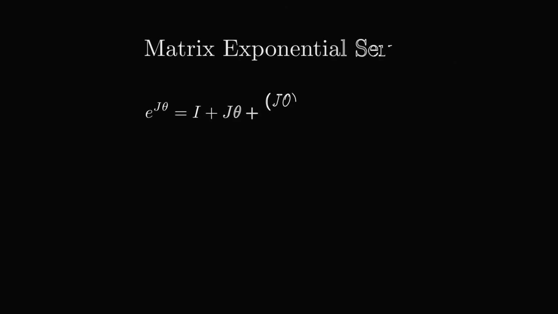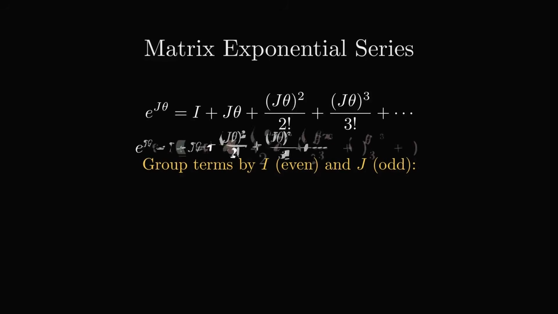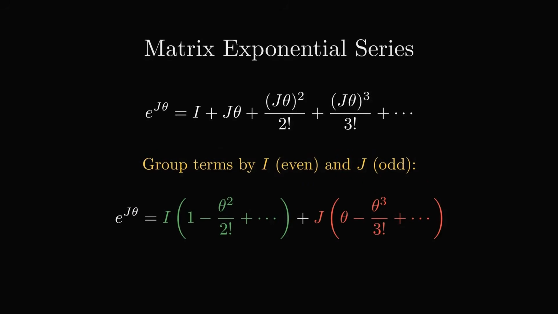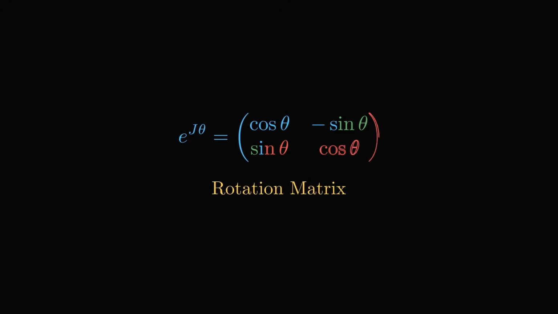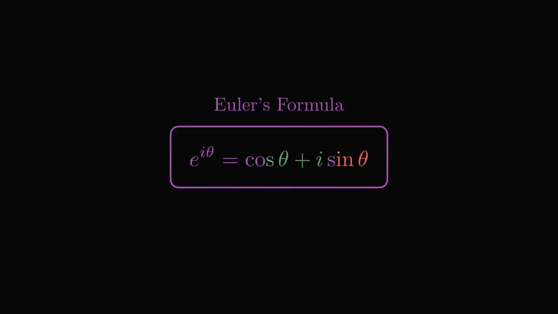Now build the exponential e to the J theta. Using the Taylor series, the even powers group into cosine and the odd powers group into sine. So the matrix exponential becomes [[cosine theta, -sine theta], [sine theta, cosine theta]]. That is exactly the rotation matrix. And here is the beautiful connection. The matrix formula mirrors Euler's formula, e to the i theta equals cosine theta plus i sine theta. So complex rotation and matrix rotation are the same structure.